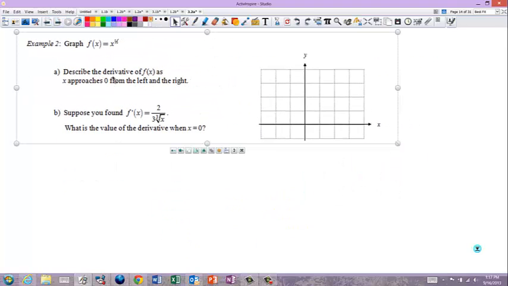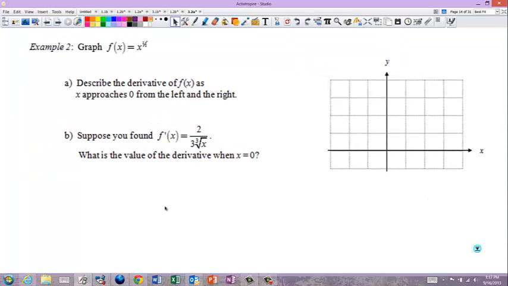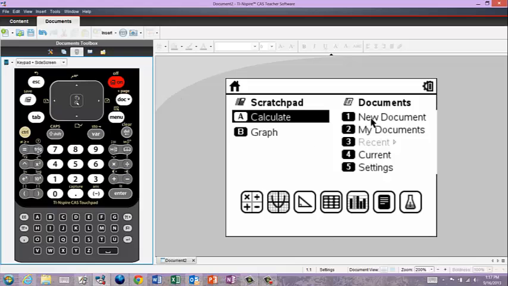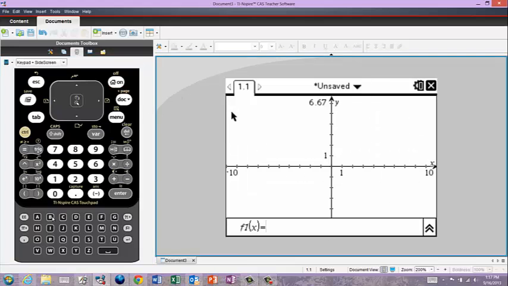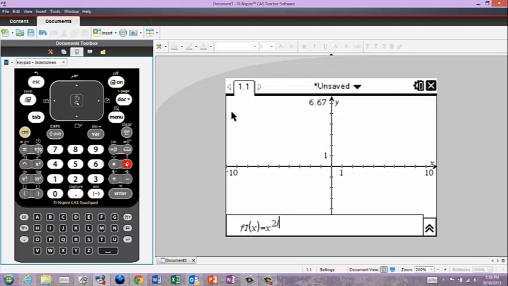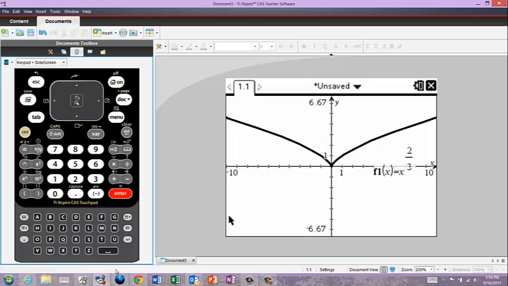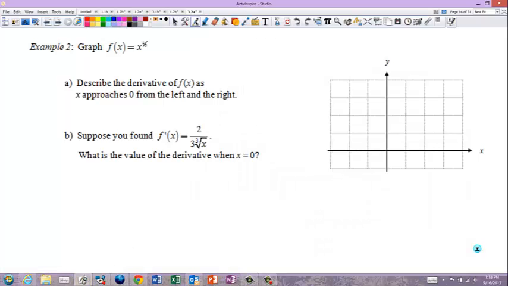Okay. It says graph f of x equals x to the 2/3. Off the top of my head, I don't know what that looks like, so we're going to go to our calculator. x to the 2/3. Looks like that. Here it says describe the derivative of f of x as x approaches from the left and the right. Well, it's decreasing as I approach from the left, and it's increasing as I approach from the right. From the left it's negative, and from the right it's positive. Because they're not equal, it has a cusp, and because it has a cusp, there is no derivative.